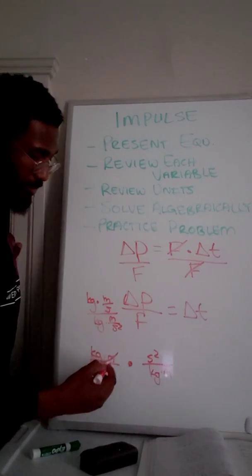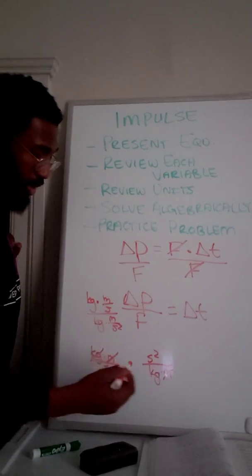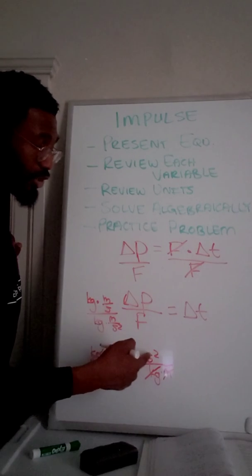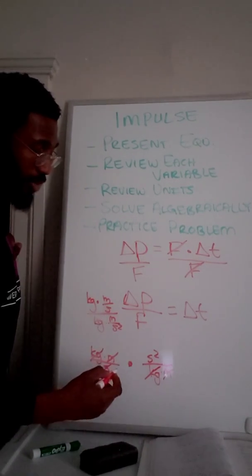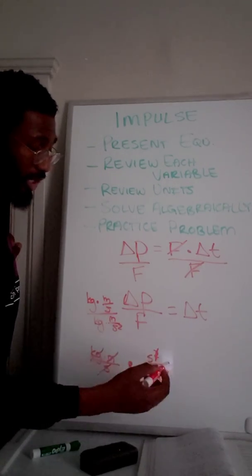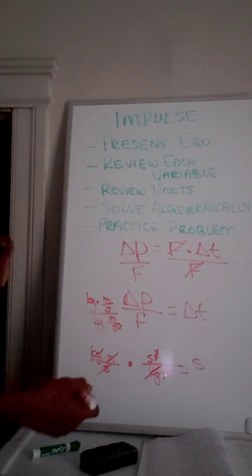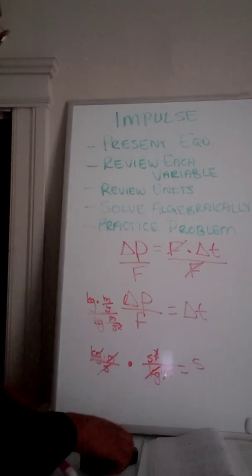Okay? So my meters in the numerator cancels with meters in the denominator. Kilograms in the numerator cancels with kilograms in the denominator. And now I've got 2 seconds up here, and I've got 1 second down here. So that 1 second cancels with one of the seconds up here. So I'm left with seconds in the numerator, all right, which is the unit of time. All right, so now we see how that works.